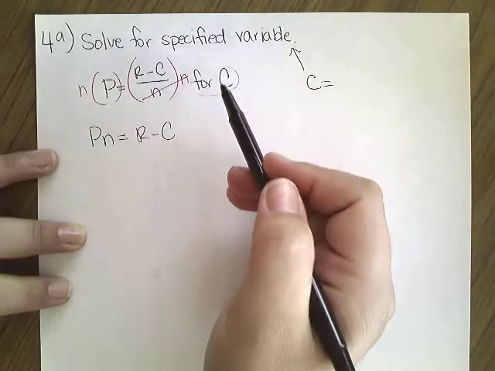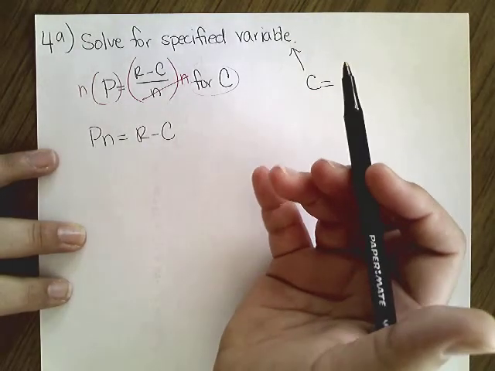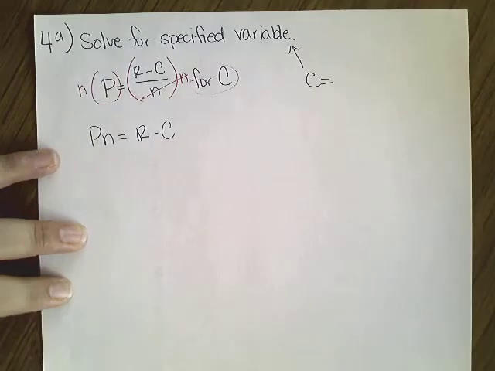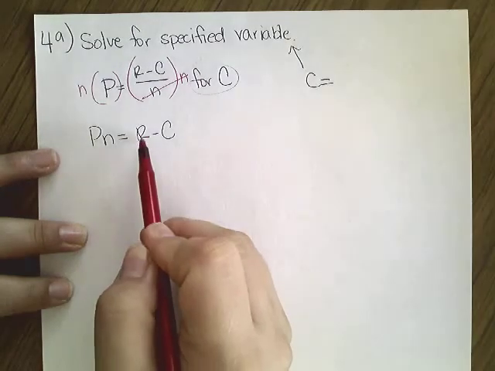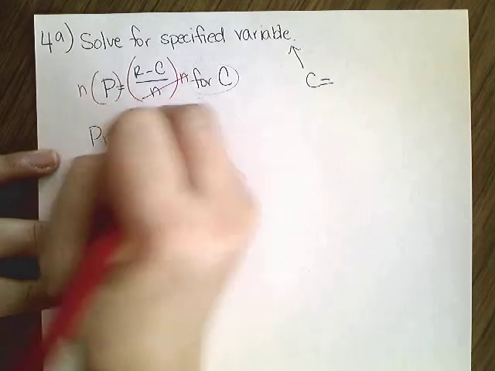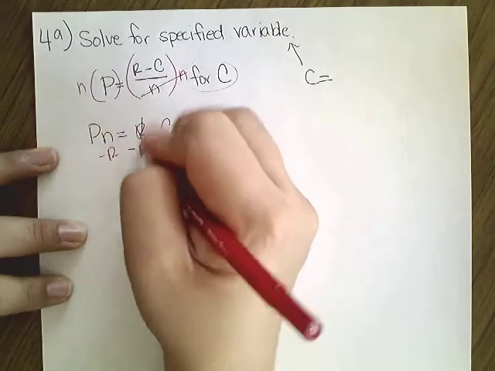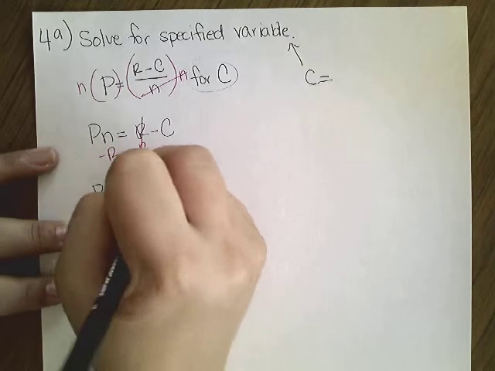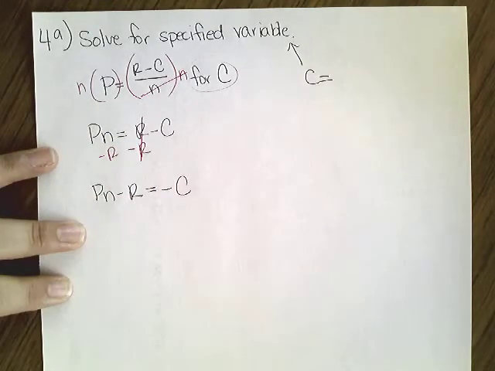Now we want to go ahead and solve for C. We have a couple different ways to do this. I'm just going to keep C on the right-hand side. So that means I'm going to move my R to the other side by subtracting both sides by R. So we have Pn minus R equals negative C.